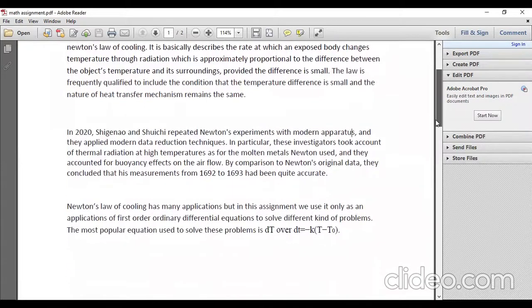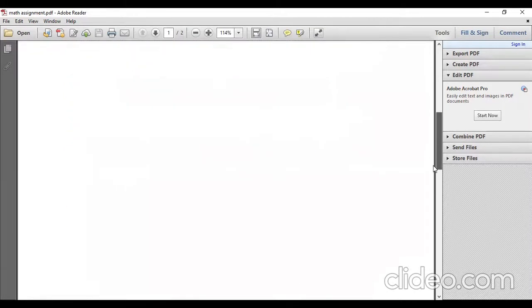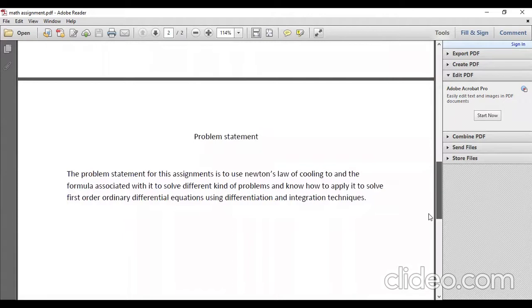Newton's law of cooling has many applications, but in this assignment we use it only as an application of first order differential equations. The formula used to solve this question is dT/dt = -k(T - T0). And then we have the problem statement.